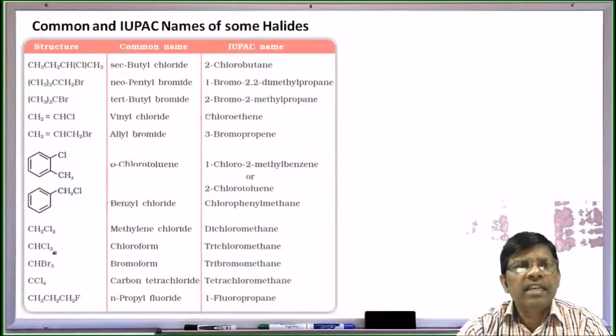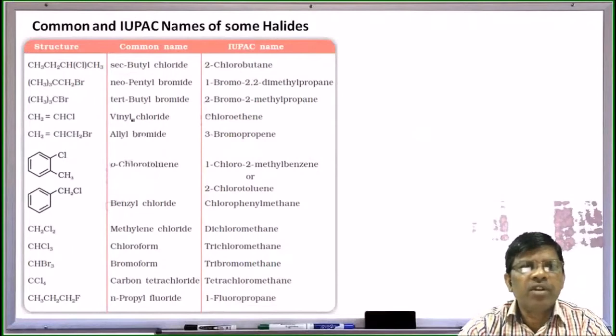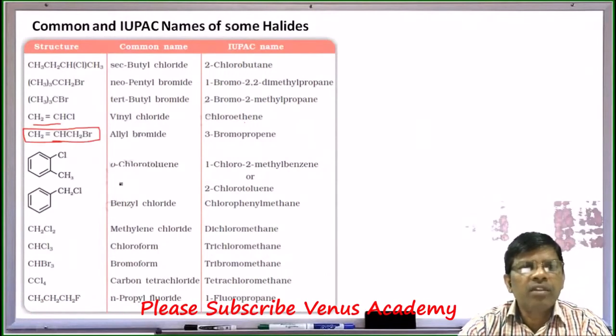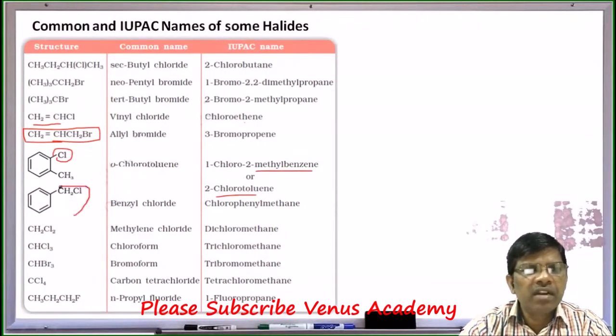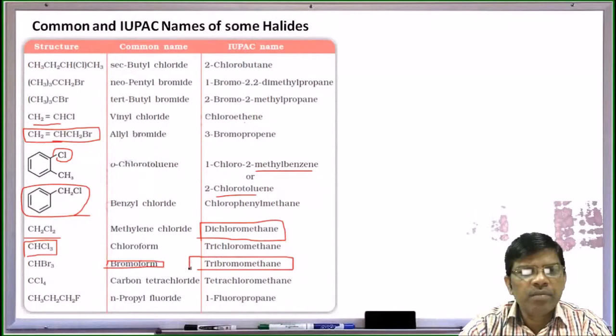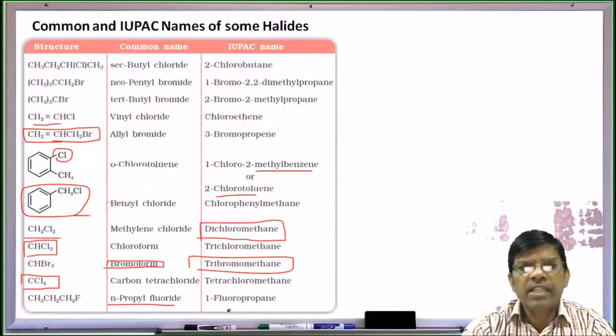And here are given some common and IUPAC names of some halides. Here secondary butyl chloride, 2-chlorobutane, neopentyl bromide, 1-bromo-2,2-dimethylpropane. So this is vinyl chloride and this is allyl bromide. And ortho-chlorotoluene, this is benzyl chloride, students. Dichloromethane, trichloromethane is also known as chloroform, and tribromomethane is also known as bromoform. CCl4 carbon tetrachloride, and this is n-propyl fluoride and 1-fluoropropane. These are all the common names.